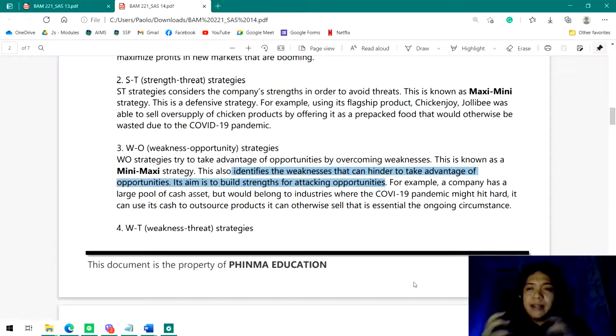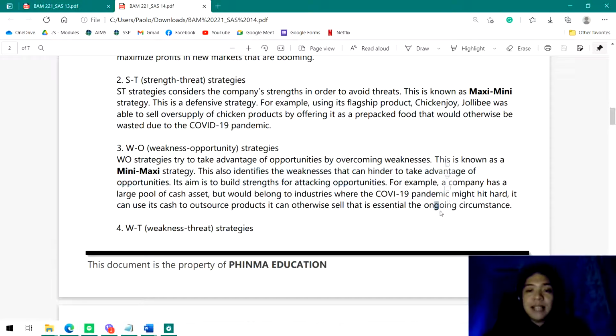Nagigets nyo, no? So, by identifying your weaknesses, alam mo ngayon kung ano yung kailangan mong gawin para maremedyohan yung weaknesses ng company mo. And by looking for remedies to solve your weaknesses, unti-unti ka ngayon nagkakaroon ng strength. Unti-unti ka ngayon nagkakaroon ng positive internal factors para makalaban or para ma-take advantage mo yung opportunities natin. So that is the mini maxi strategy. You are trying to take advantage of opportunities by overcoming your weaknesses.